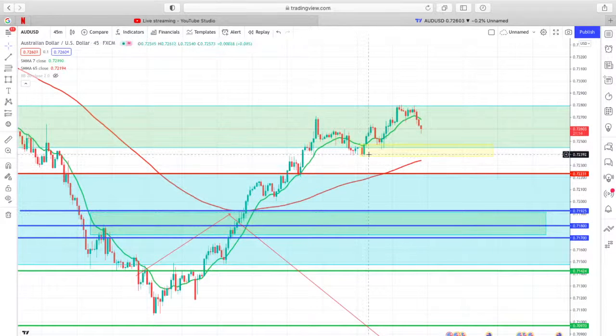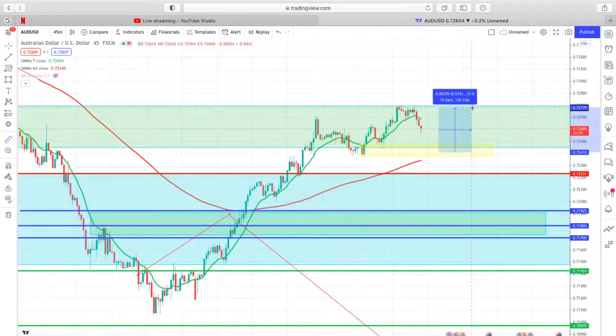So I think if we can get the break of this particular zone, I would be all in for the short, and I would only take it back up to the top of structure. And let's see how many pips that is. It's about 37, so you can get a good 25, 30 out of that.